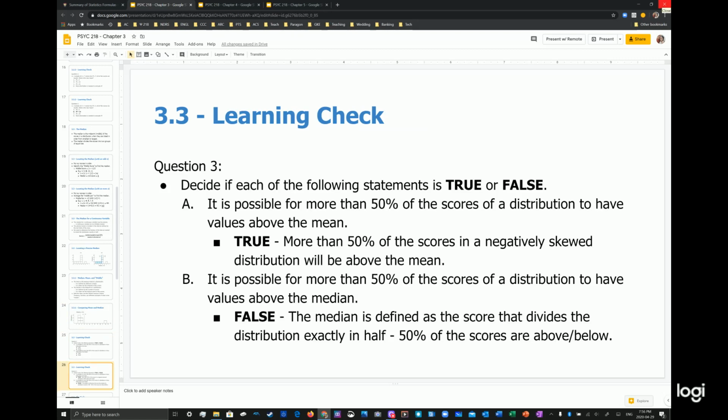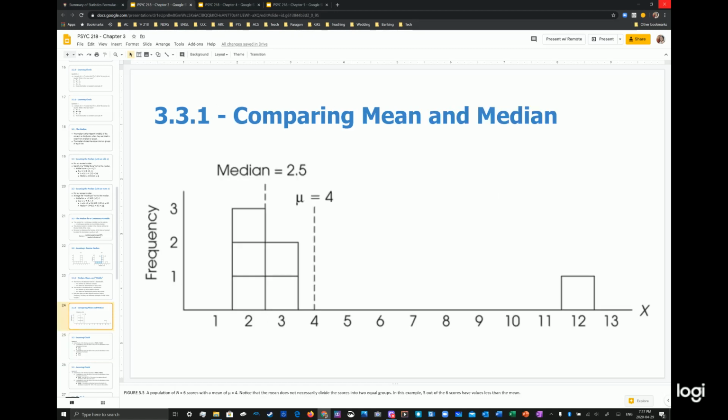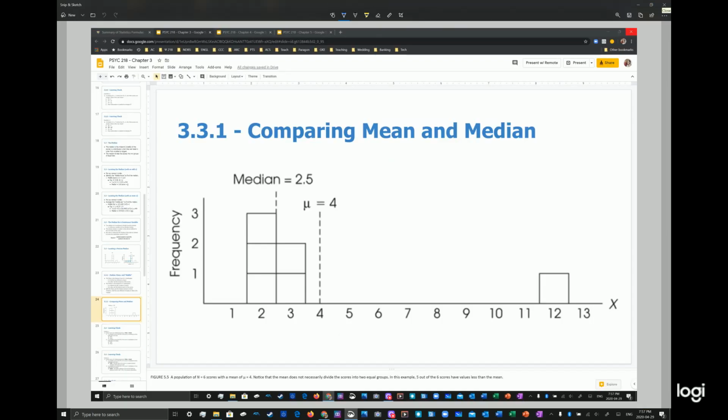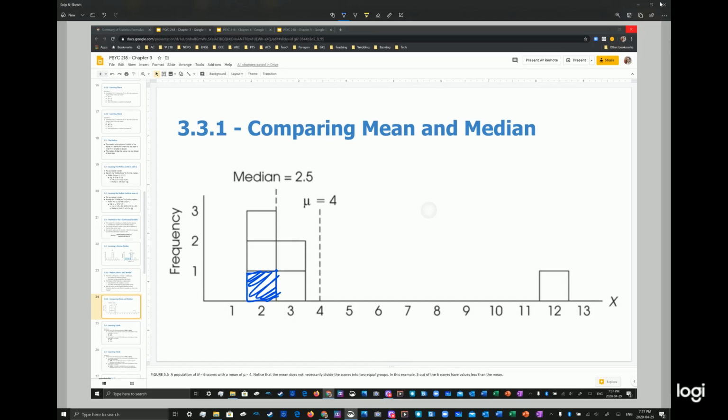and see if we can answer the question that, is it possible to have more than 50% of the scores in the distribution to have values above the mean? We can. So let's say if instead we were to flip the distribution, I'm going to just shade it in here like this. So I'm going to do a mirror image of this distribution like that.